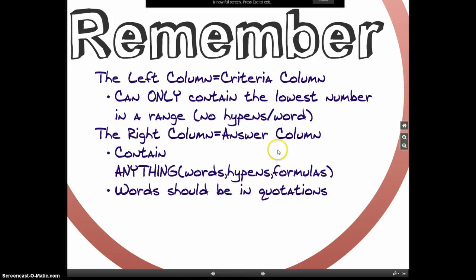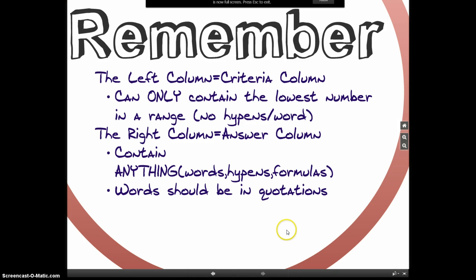The right column is your answer column. Again, it will always be the answer column. This can contain anything. You can put words, hyphens, formulas, whatever you want there. So whatever I give you, you should always include in the right column. Words should be in quotations if you are using words, just like we did with IF functions.